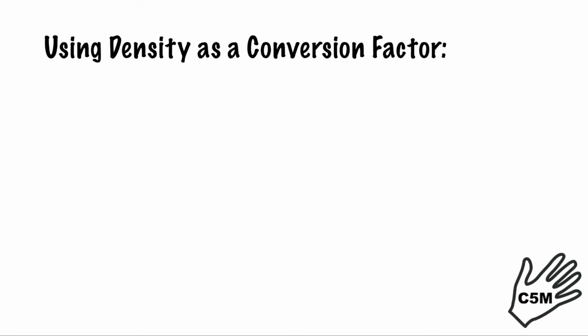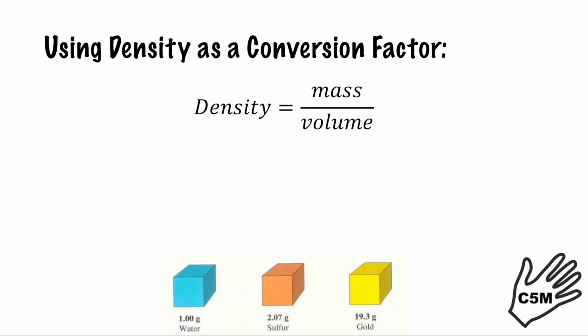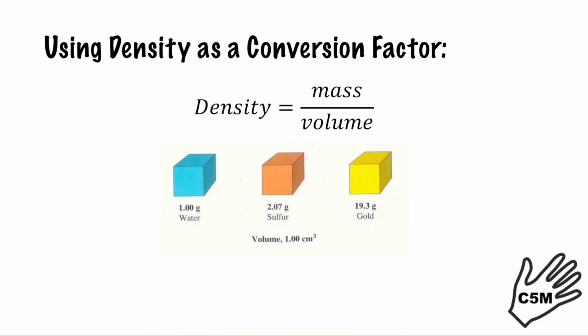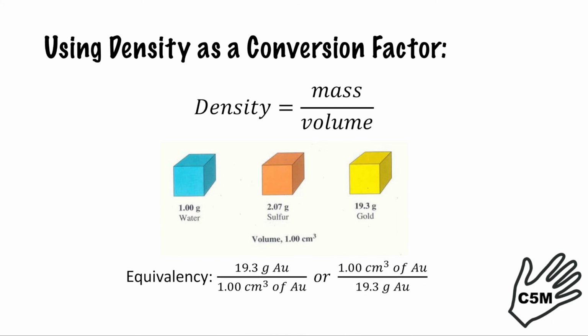Density is often used in chemistry as a way to convert between the properties of mass and volume. Density is the mass of a substance divided by its volume. Density can be used as a conversion factor because it is an equivalency. 1 gram of water will occupy 1 cubic centimeter. 1 cubic centimeter of sulfur has a mass of 2.07 grams. So, when written as a ratio, as you can see here for gold, the density can be used in calculations as a conversion factor.